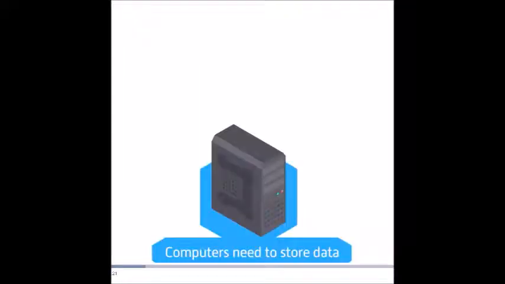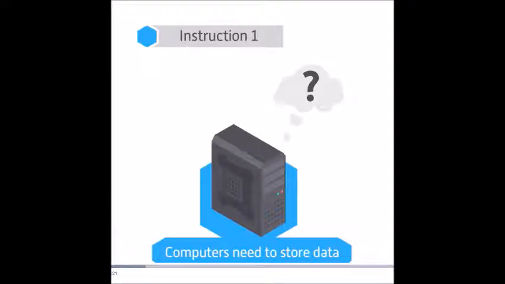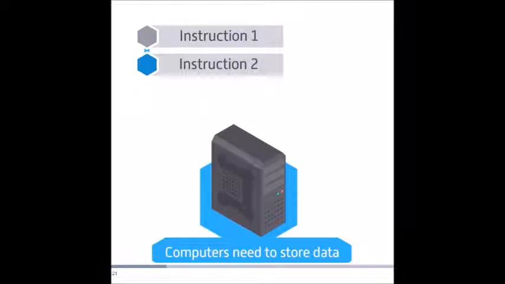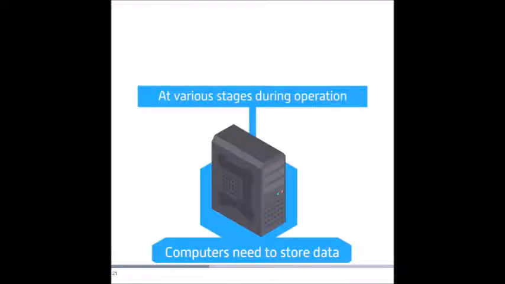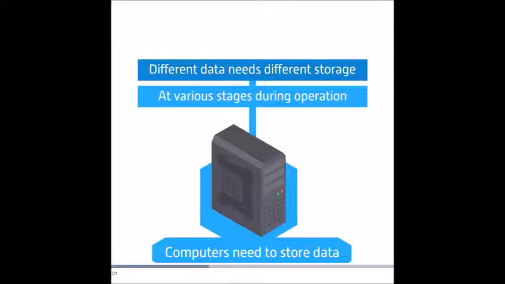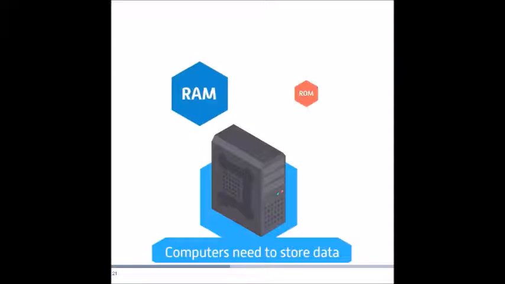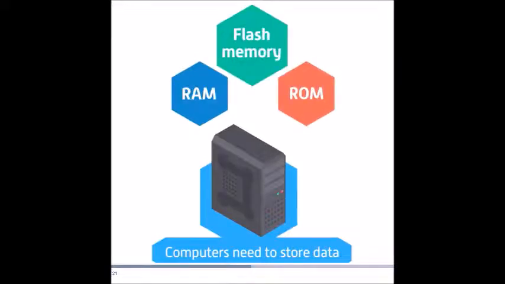Computers need to store data. Without the ability to remember, a computer would have no means of accessing instruction number 1 once instruction number 2 was underway. It would not even be able to store instructions 1 or 2, so it would essentially be useless. At various stages during a computer's operation, data needs to be stored, and different types of data require different types of storage. This chapter will examine RAM, ROM, and flash memory.